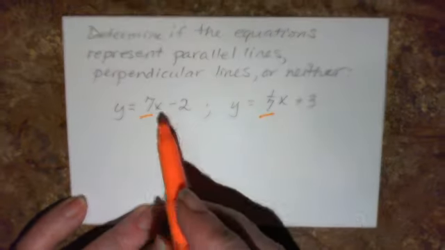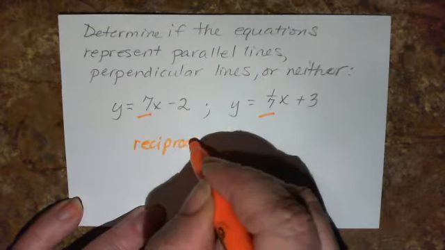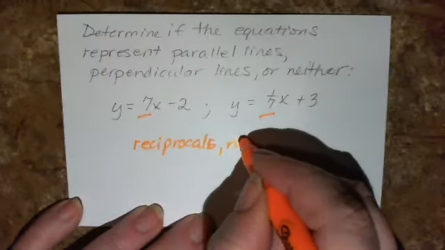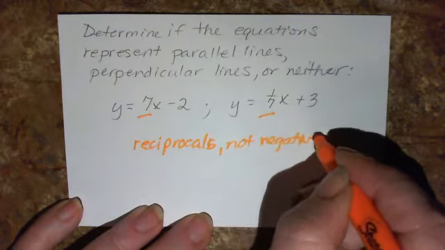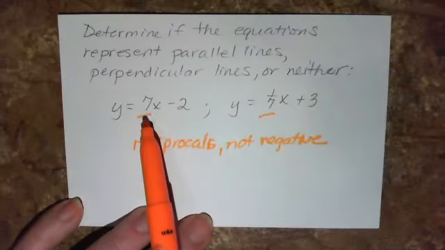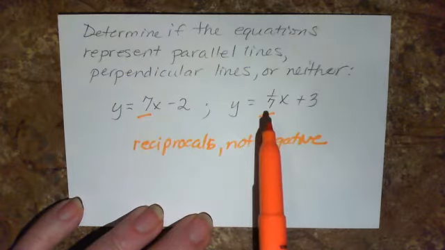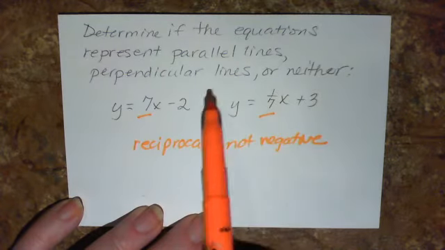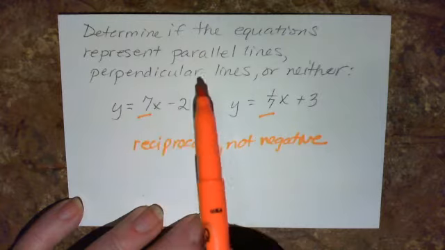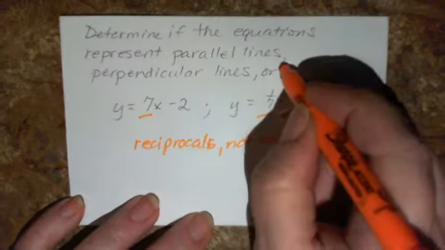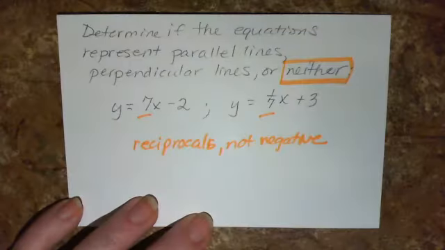So are 7 and 1/7 reciprocals? Yes, reciprocals. Is one positive and one negative? There is not a negative, is there? So, although it looked promising for them to be perpendicular lines, 7 and 1/7 multiply to a product of 1, not -1. So that means they're not parallel because the slopes are not the same, and they're not perpendicular because the slopes are not negative reciprocals. So the answer here is neither parallel nor perpendicular.